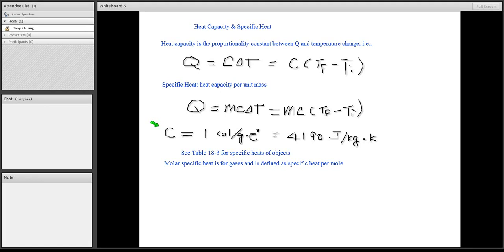Okay, so the unit for specific heat is 1 calorie per gram times degree Celsius. And if you want to convert everything into SI units, then that's equal to 4,190 joules per kilogram per Kelvin. You'll find that this is the one we use a lot, especially in the scientific world. We seldom use the other, but in everyday life, you probably will use it a lot more than this one. Table 18-3 lists the value of specific heat for different objects, and the other specific heat that we use a lot is the molar specific heat, which we use for gases, and it is defined as specific heat per mole. We're going to revisit specific heat in chapter 19.